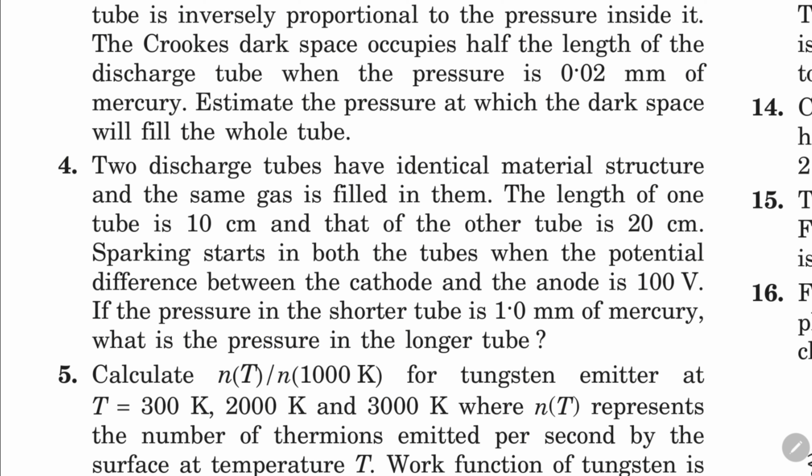In question 4, two discharge tubes having identical material structure and same gas is filled in them. So the lengths are different, 10 centimeter and 20 centimeter. Sparking starts in both the tubes when potential between cathode and anode becomes 100 volt. If pressure in short tube is 1 mm of mercury, what is the pressure in the long tube? So this is the fourth one.